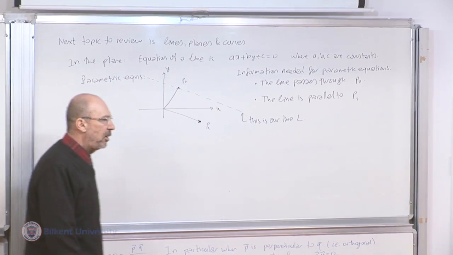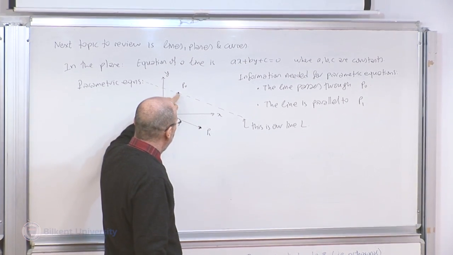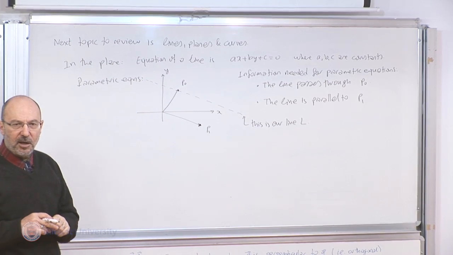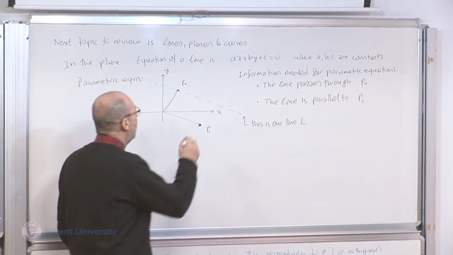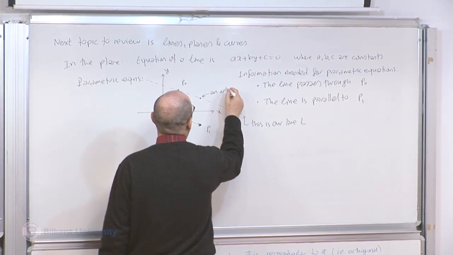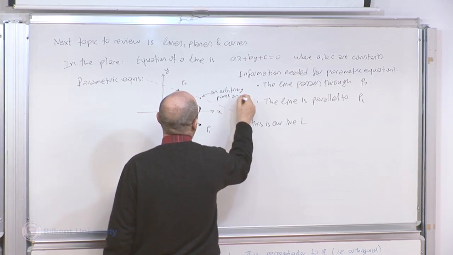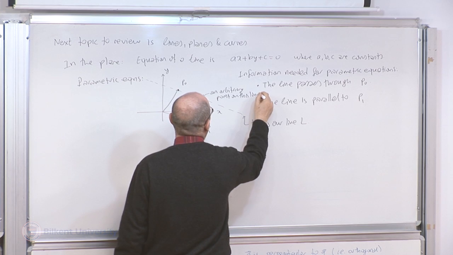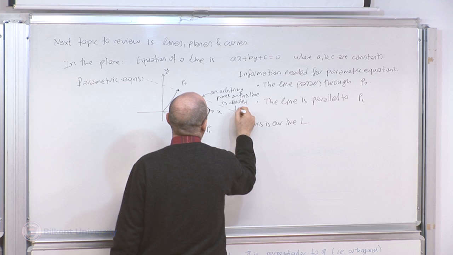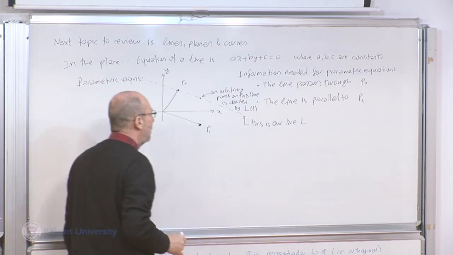Okay, so this is our line. It passes through this point and parallel to this line, so this information totally defines this line. How do we express this? An arbitrary point on this line is denoted by, let's say, since I call this L, let me denote this by L(t).